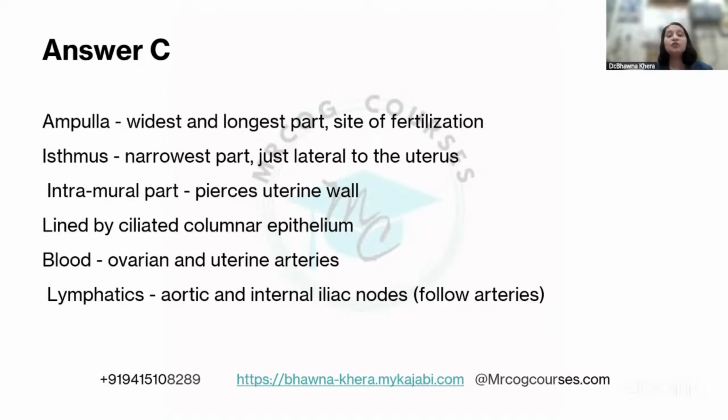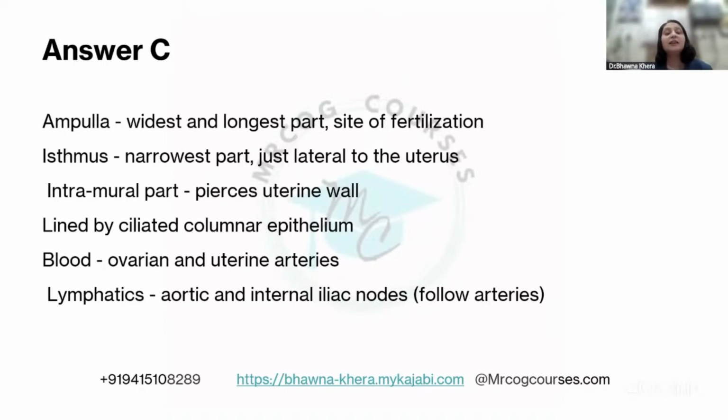And the fallopian tube is lined by the ciliated columnar epithelium. Here I would like to mention Kartagener's syndrome, in which there are immotile cilia. So this is lined by the ciliated columnar epithelium for normal functioning.